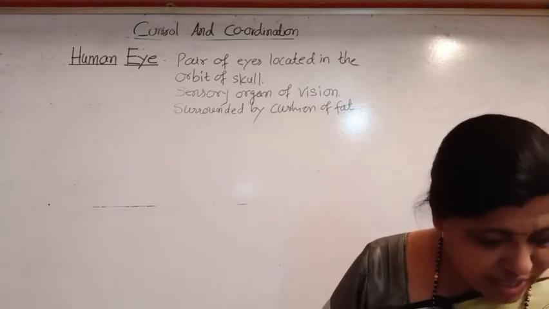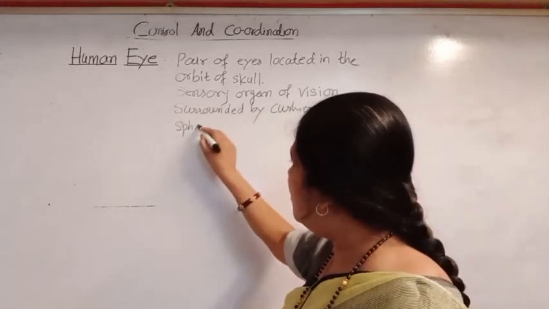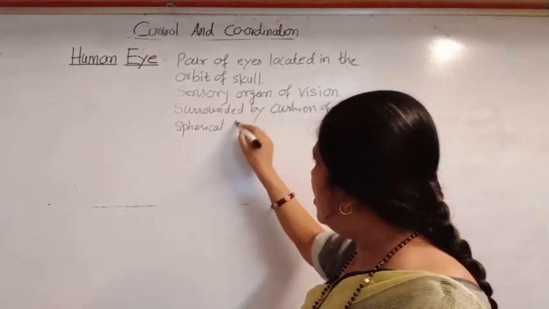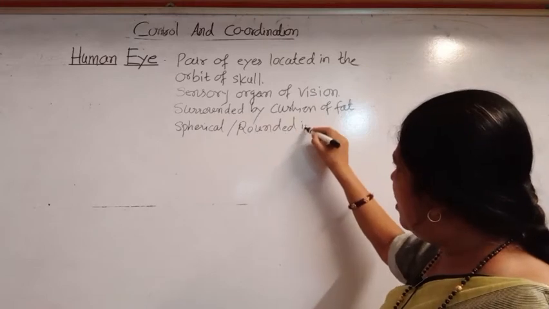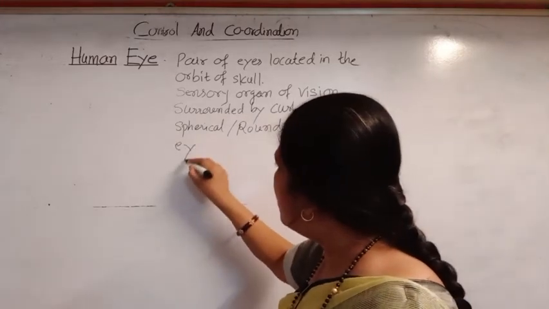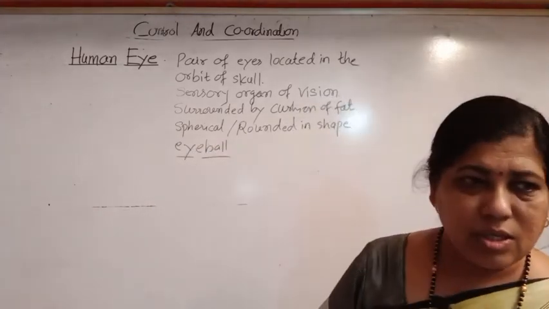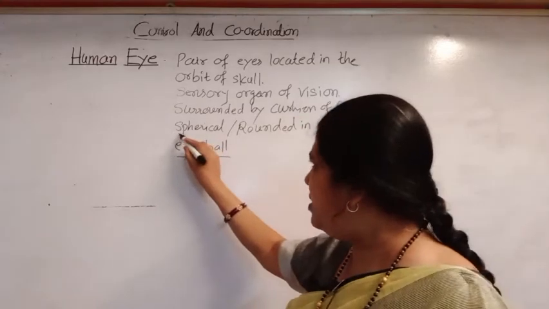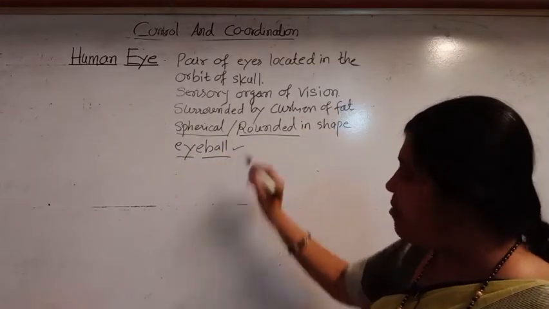So each eye is spherical or rounded in shape, and hence it is called the eyeball. It is called eyeball due to its shape.